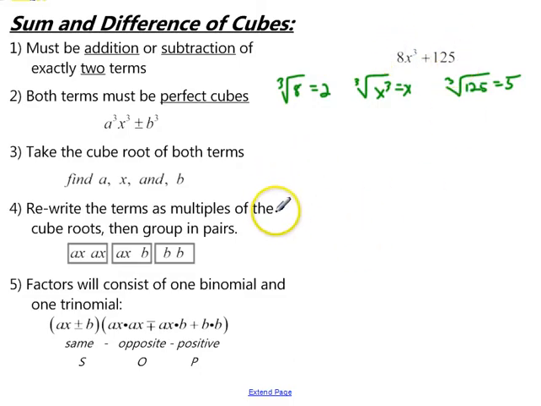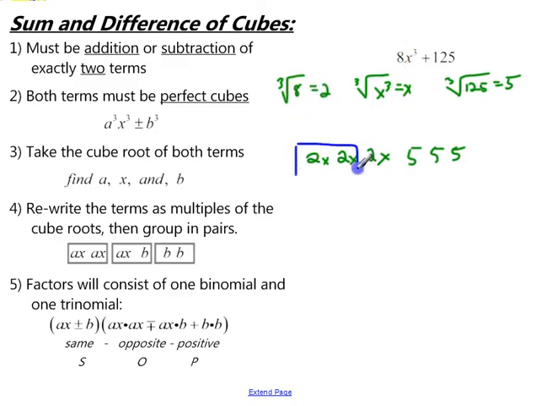And then in step 4, we want to rewrite the terms as multiples of the cube roots and group them in pairs. So the way you see it written here, ax times ax times ax. So we take that 2x times 2x times 2x, and then b times b times b. So we have 5 times 5 times 5. So we're basically rewriting this. And then we want to group them in pairs.